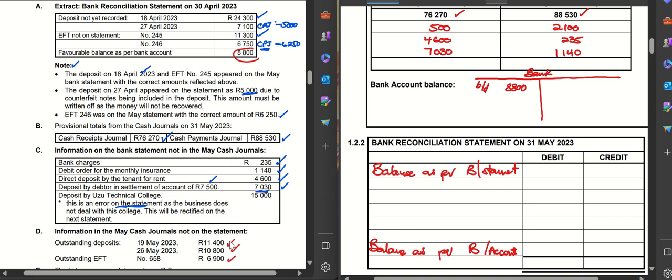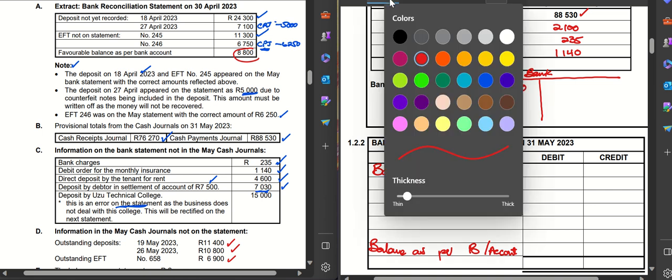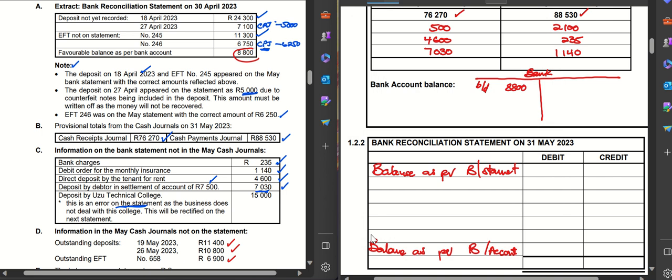All right. We are told here that there's an error of 15,000. So I can come here. I can say there is an error on statement. Or I can say this is an incorrect deposit. Or I can say we have an incorrect deposit. Others can say debit amount incorrectly credited. The amount still, remember, is 15,000.